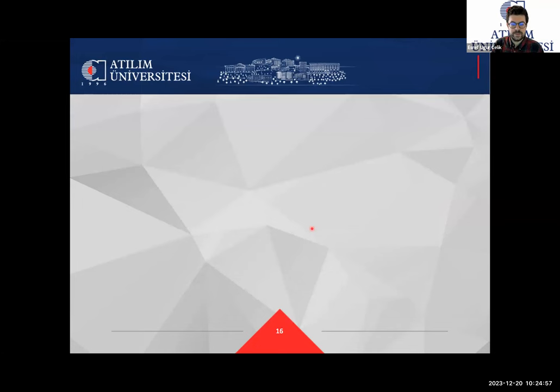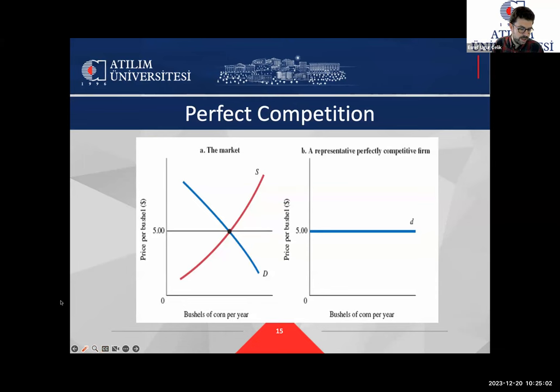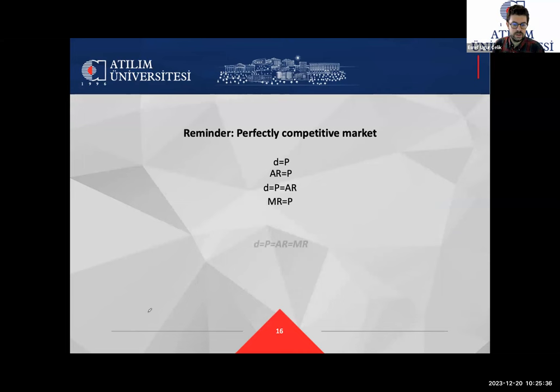And I'm going to write something over here. I'm not going to give all the detail, but in a perfect competition market, demand equals price, equals average revenue, equals marginal revenue. If you want to learn where it comes from, please go to the previous lectures from the previous week. Demand is equal to price, equal to average revenue, equal to marginal revenue.